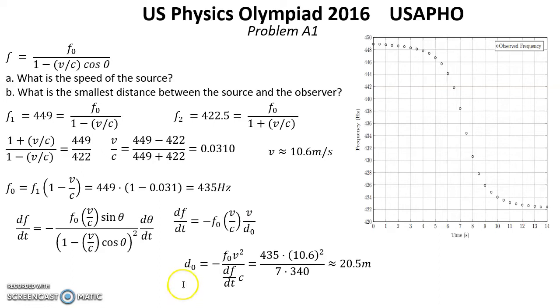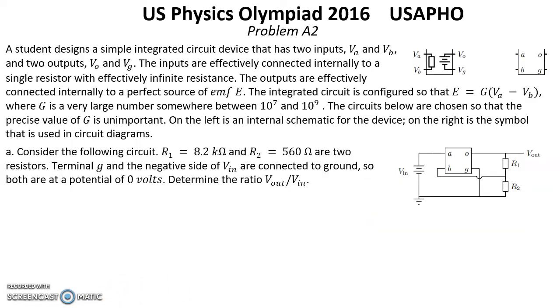Finally, for the shortest distance we have this expression, and df over dt we can find from the graph in a region where f0 equals 435 Hertz, and this will be our approximate answer, 20.5 meters. This is the answer for question B, and this is the solution for problem A1.